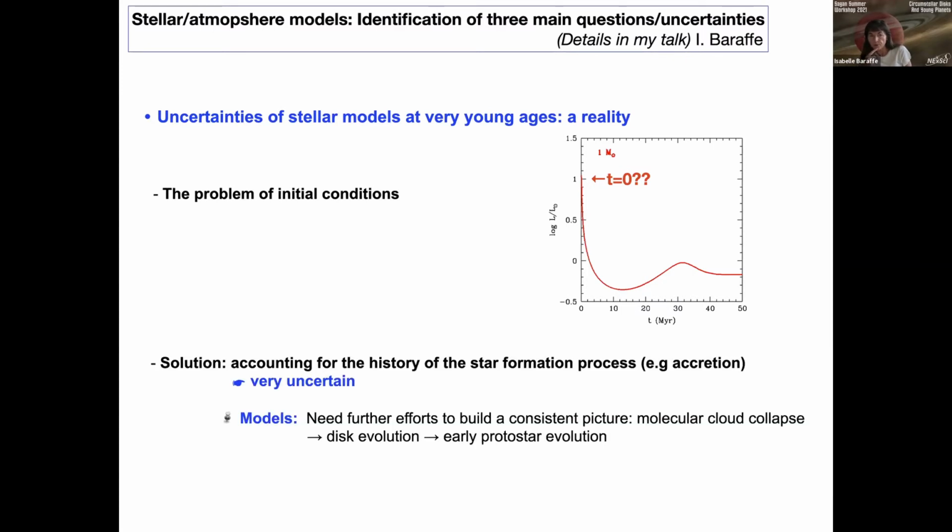There are solutions. One of the solutions is to account for the history of the star formation process, which means accounting for the accretion process, for example. But this is very uncertain, as we know, which means that we have to continue and pursue our efforts to build a consistent picture between the molecular cloud collapse, the evolution of the disk, and the early protostar evolution. So that's a big challenge, and we can talk later about that. It's a challenge, but I think it's an exciting problem, and we may progress in knowing better the initial conditions and maybe what the t=0 time is.